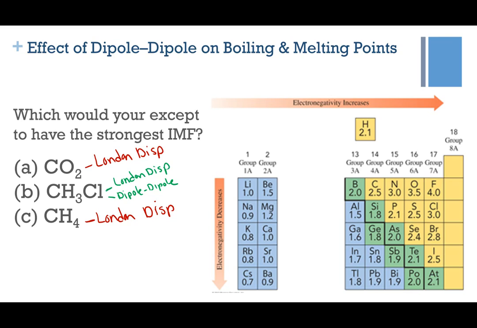So which of these would you expect to have the strongest intermolecular force? Well, I would expect this guy right here because he has London dispersion in addition to dipole-dipole. Okay. So let me just do some food for thought here. What if I asked you to rank these? So given that these other two are both London dispersion, which one do you think would have a stronger intermolecular force and why?